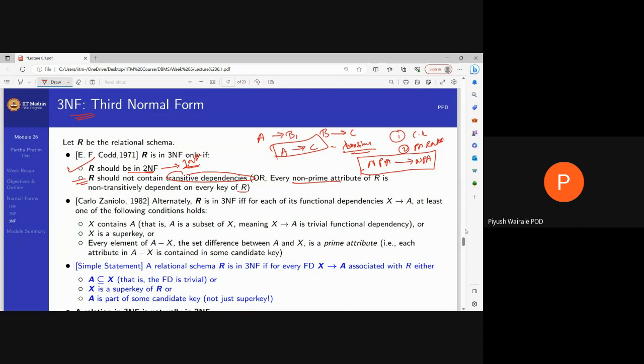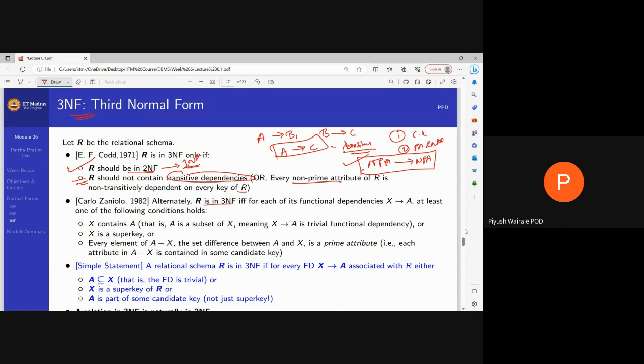So first we have to check whether a functional dependency like non-prime attribute determines non-prime attribute is there or not in the functional dependency set. If it is there, then it is not in third normal form. The same is mentioned here.